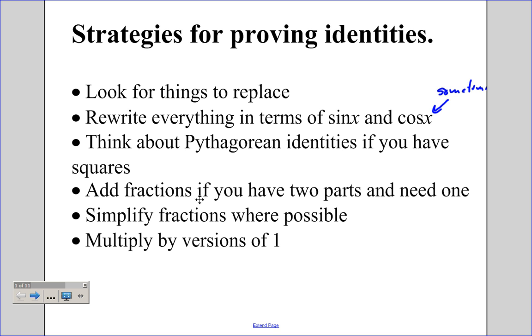Now we'll want to add fractions if we have two parts and need one. We'll want to simplify fractions wherever possible. And then sometimes we'll want to multiply by versions of 1. That could be cosine of x over cosine of x, or cosine of x plus 1 over cosine of x plus 1. This one gets kind of tricky, and we'll get to it. We'll have some problems where we have to do that, and you have to really think when you're using that.